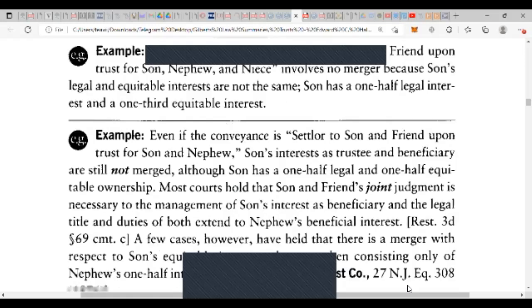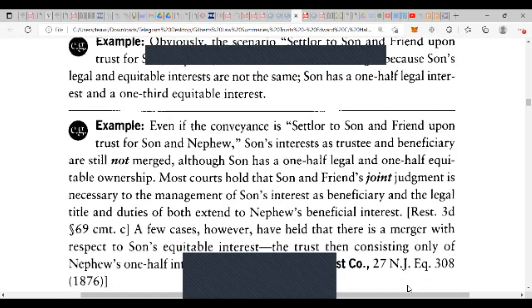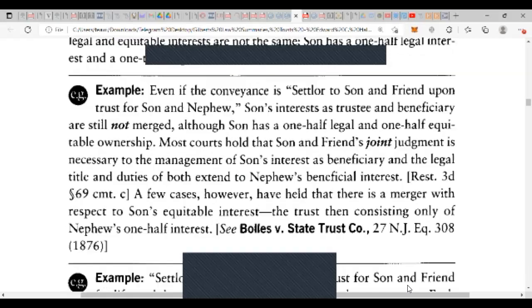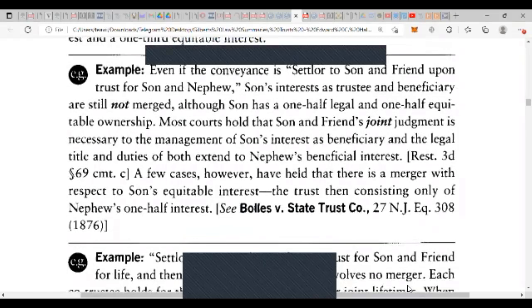Example, if the conveyance is, quote, settlor to son and friend upon trust for the son and nephew, son's interests as trustee and beneficiary are not merged, although son has a 1/2 legal and 1/2 equitable ownership. Most courts hold that son and friend's joint judgment is necessary to the management of son's interests as beneficiary, and the legal title and duties of both extend to nephew's beneficial interest. Restatement 3D, Section 69 comment c.